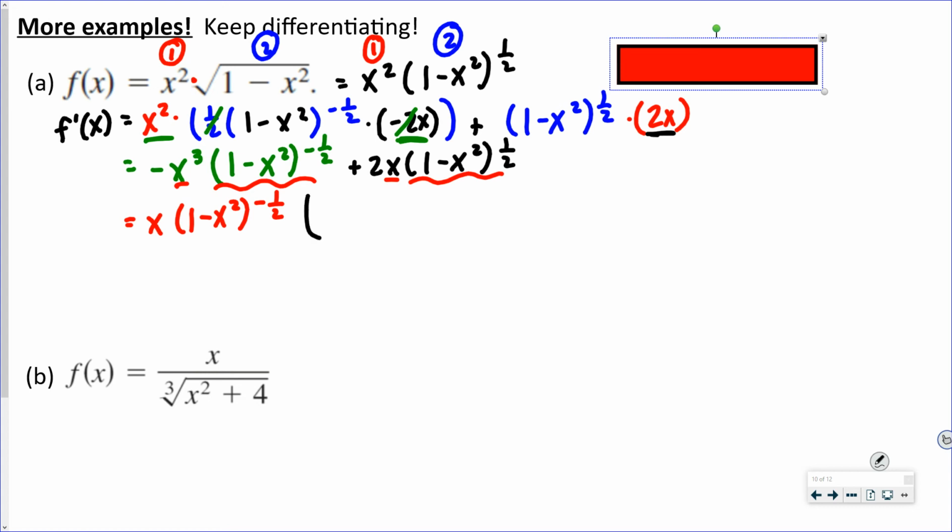Let's take this piece by piece. First of all, if I factor x out of negative x cubed, I'd be left with negative x squared. And then I factor that entire 1 minus x squared to the negative 1/2 out. So that's gone. Here, if I factor an x out, I'm left with plus 2.